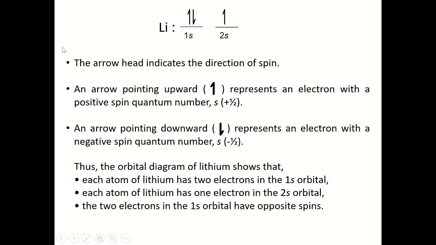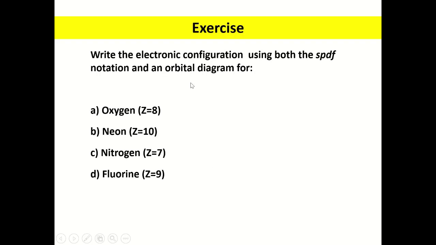Okay, so this is just an explanation. It says that the arrowhead indicates the direction of spin. So an arrow pointing upward represents an electron with positive spin quantum number, equal to positive half. Meanwhile, an arrow pointing downward represents negative spin quantum number, equal to negative half. Okay, so these are some exercises that you need to try to do.